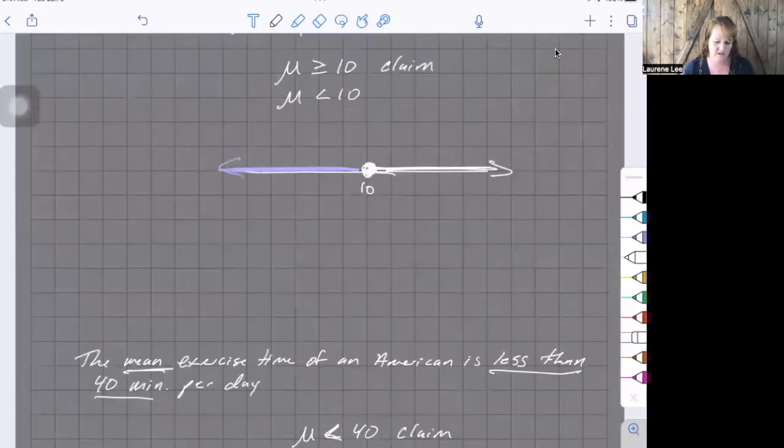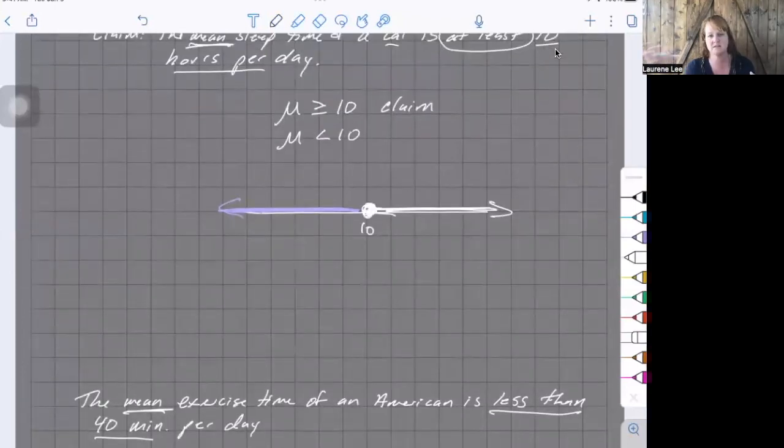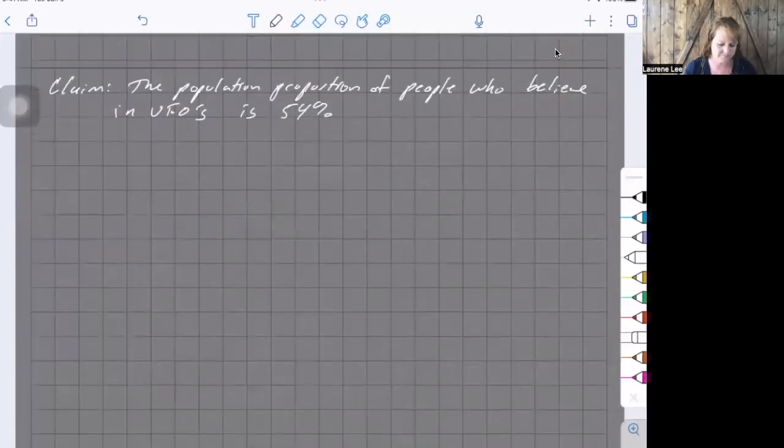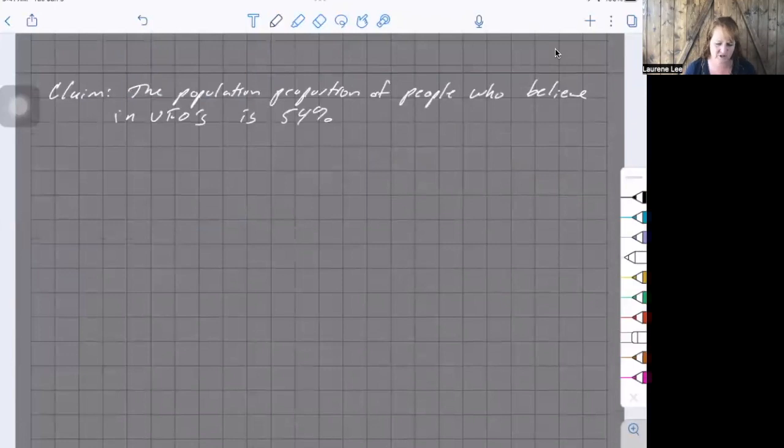See how this one up here, everything's colored, the 10, the right, and the left in either white or purple. There's no gaps. Okay, let's do one more. The population proportion of people who believe in UFOs is 54%. Now, again, we've seen this before. What's that mean? It means that it's binomial. Also, the tip-off is I've got a percentage, and then I ask myself the question, do you believe in UFOs?